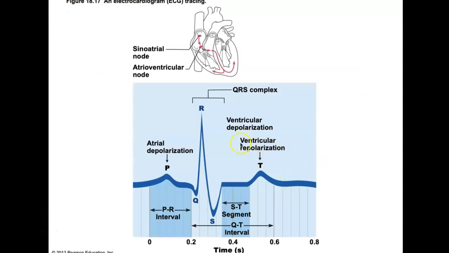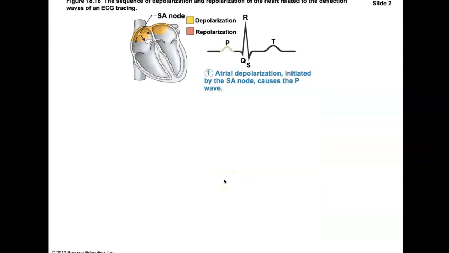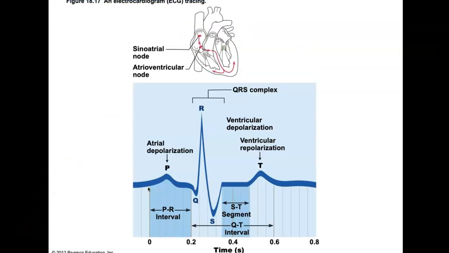So besides having the major waves that we just referred to, we also have segments and intervals that we're going to discuss next, and then we can put all of this together. The first interval is the PR interval, which is the time from the beginning of atrial excitation to the beginning of ventricular excitation. So the PR interval includes atrial depolarization and contraction, as well as the passage of the depolarization wave through the rest of the conduction system.